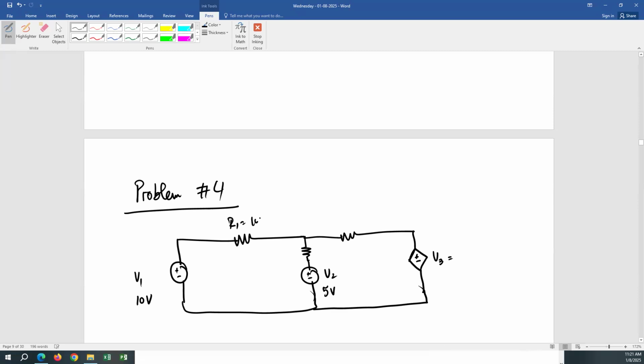R1. Let's say this is a dependent voltage source, voltage dependent voltage source, and this source voltage depends on the voltage across R1. So VR1. Let's say this voltage is 3VR1. Whatever the voltage across R1, that voltage source voltage depends on that.